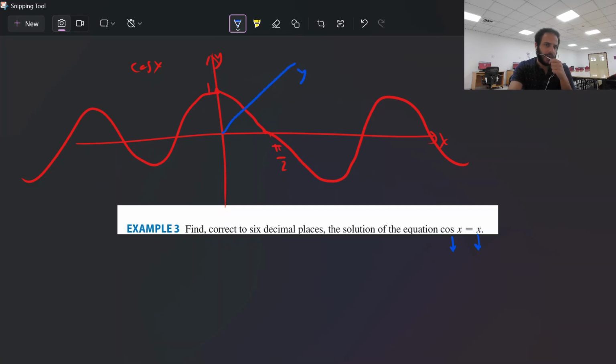This is y equals x. Remember, pi over 2 equals what? Nearly 1.57. What's your estimate for this value here? What do you think? Nearly, what's the solution? Using graphing, what do you think?